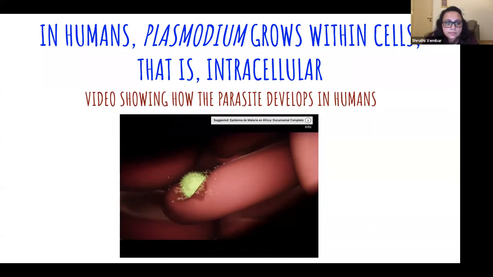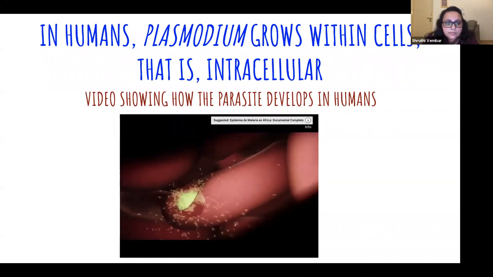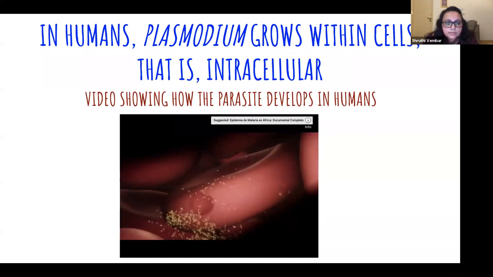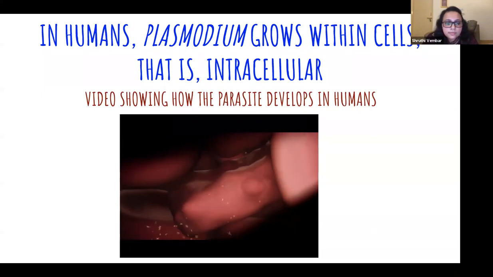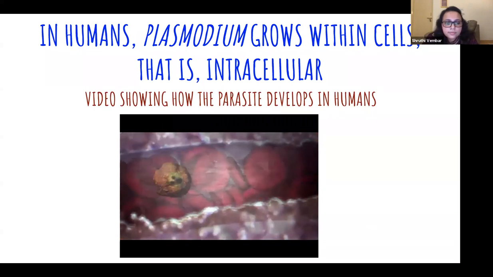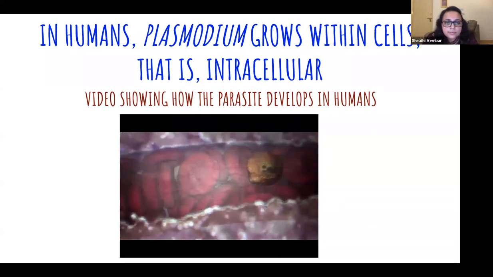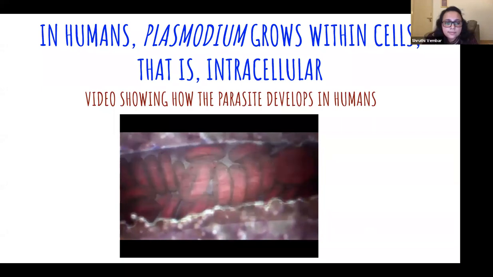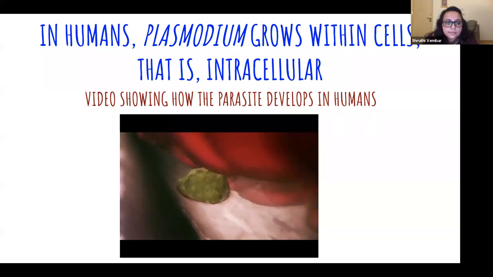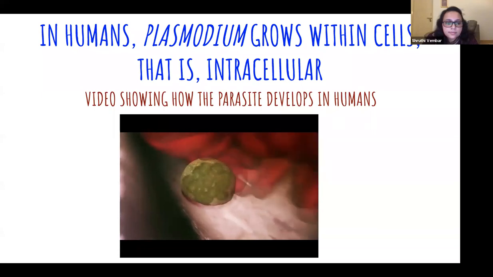Inside a red blood cell, the parasite can hide from the body's immune system. The parasite slowly devours the contents of the infected cell and creates more parasites. The infected cell becomes sticky and grips onto blood vessel walls. Once mature, the infected cell bursts, spreading more parasites through the bloodstream.